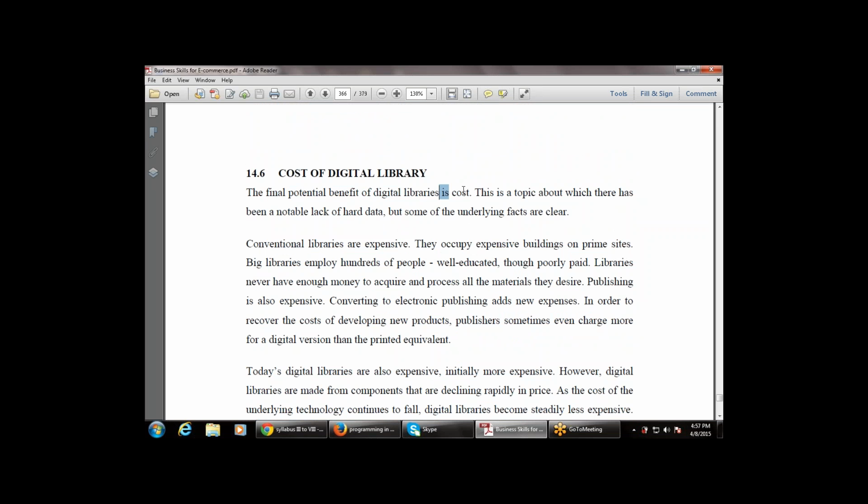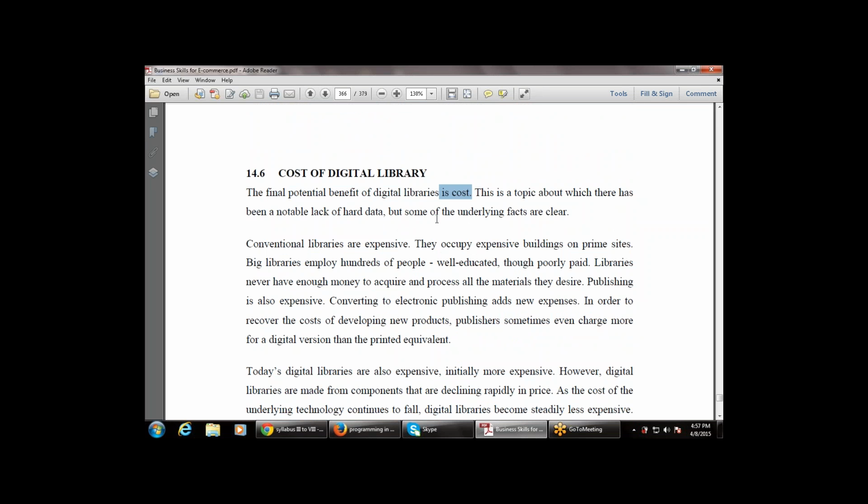This is the final potential benefit of a digital library: the cost. This is a topic about which there has been a notable lack of hard data, but some of the underlying facts are clear. First of all, conventional libraries are expensive. Why are they expensive? First of all, they require an expensive building.